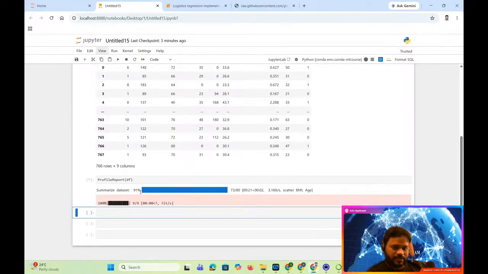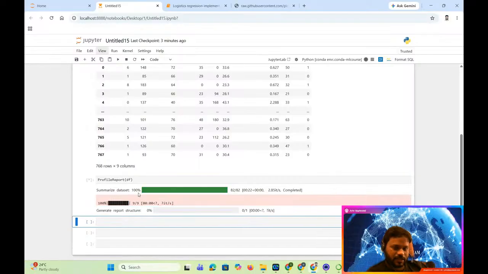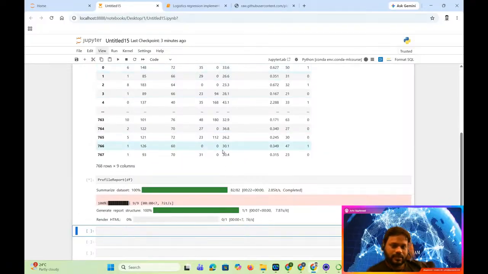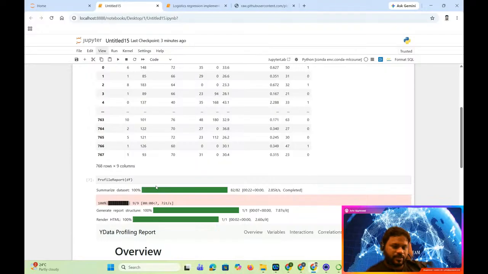84, 85%. Some data say 90, 94, 93, 100%. Generate report structure. It is generating the report structure. Okay, now render to HTML profile and overview.